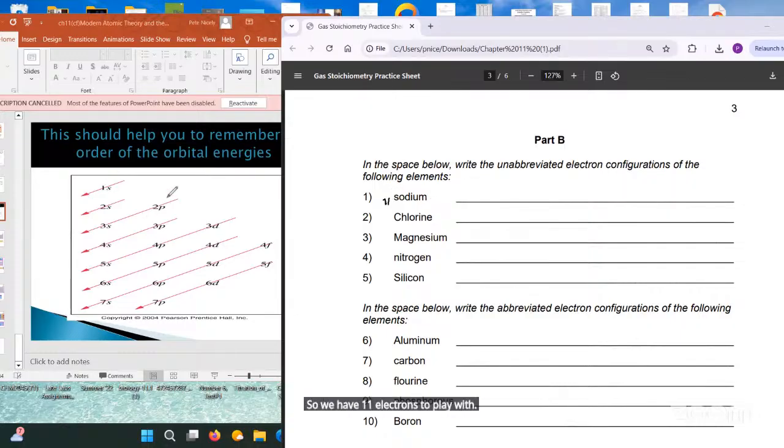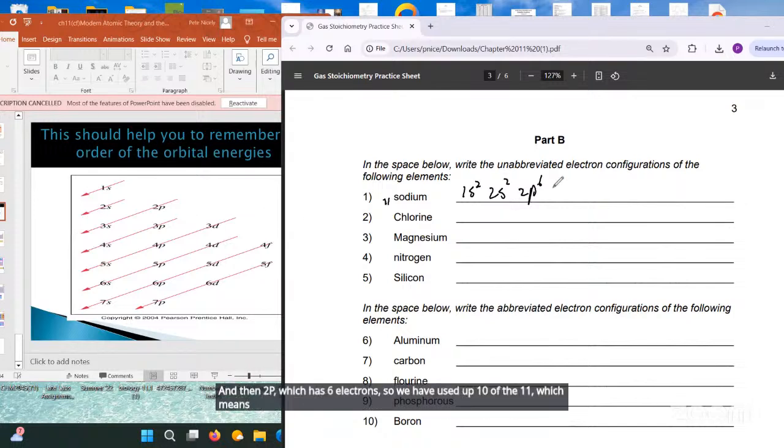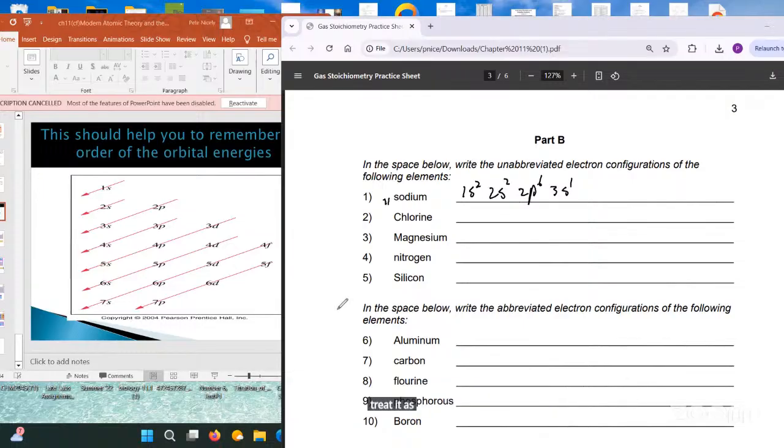So based on the chart here, the first sublevel will be 1s, which will have 2 electrons, then 2s, which will have 2 electrons, and then 2p, which will have 6 electrons. So we have used up 10 of the 11, which means that the 11th electron will go into the 3s sublevel, right? And that would be the full electronic configuration of sodium. All right? And that's it. Okay, I think we did chlorine already, but let's do it again for the sake of practice.